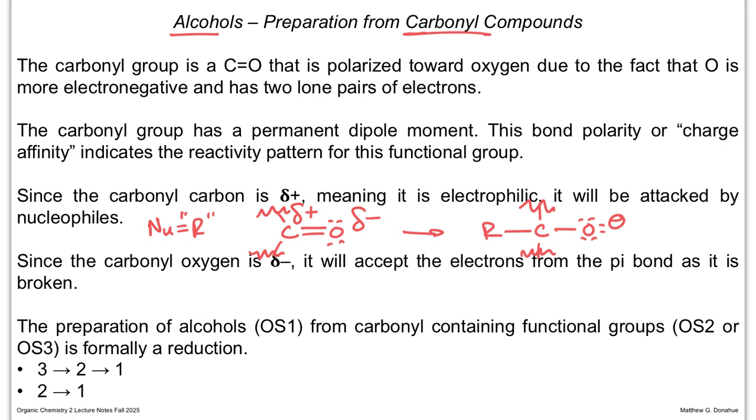So in preparing alcohols, we have to look at the functional groups. Is it oxidation state 3 or 2? Are we doing a 2-stage reduction? So that's this first example, we go from 3 to 2 and then 2 to 1? Or are we just starting with some oxidation state 2 and then just reducing it down to the alcohol in one step?